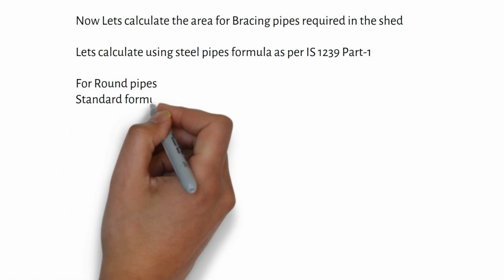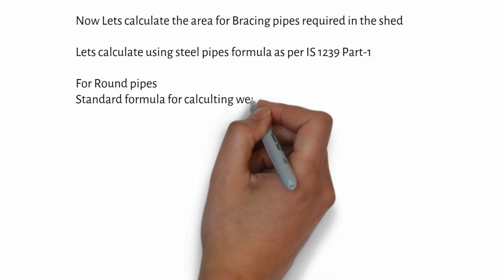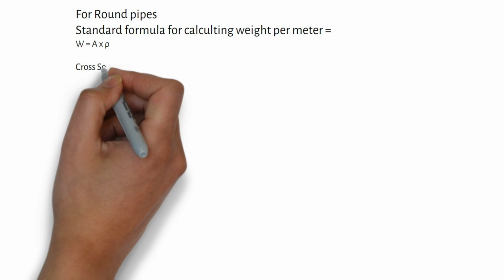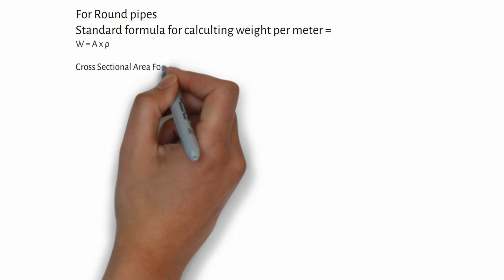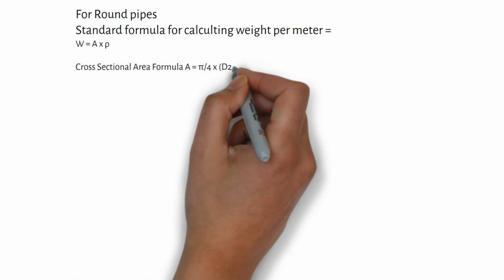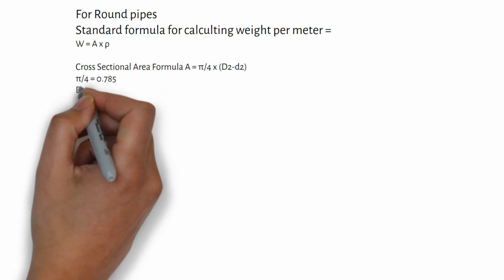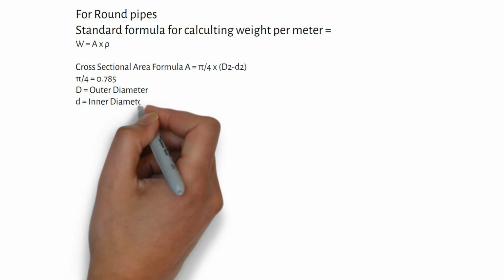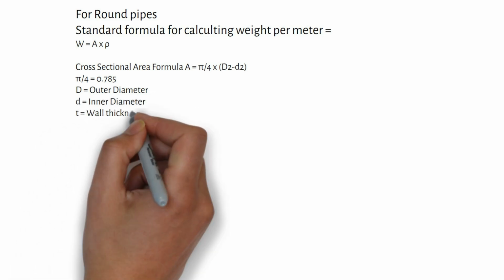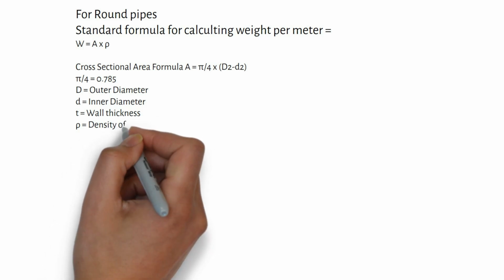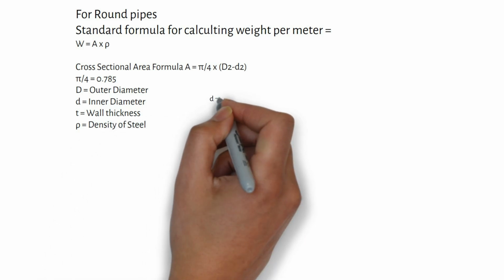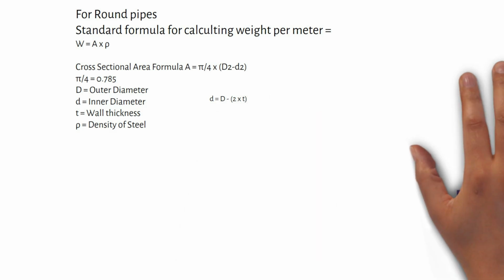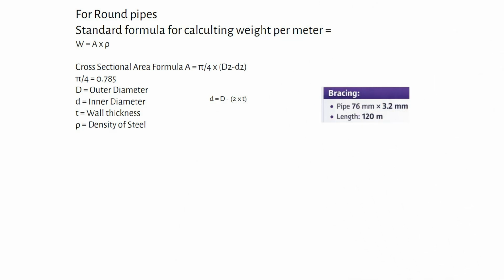For round pipes, the standard formula is W equals A times density. Cross-sectional area, formula A equals pi over 4 times (D² minus d²). Pi over 4 equals 0.785. D equals outer diameter, d equals inner diameter, equals outer diameter minus 2 times the wall thickness. T equals wall thickness of the pipe between outer diameter and inner diameter.